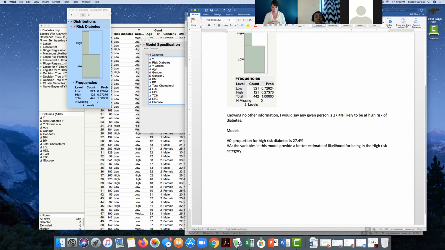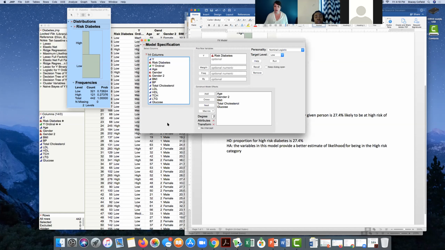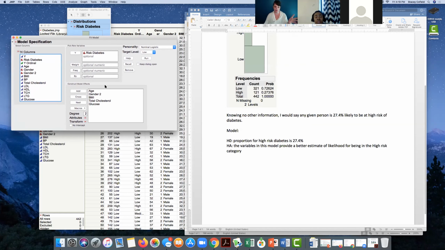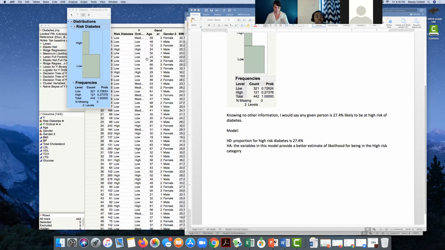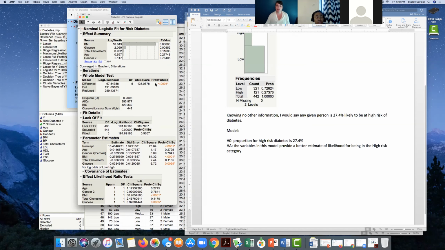Yes, that cleared it up a bit for me. We're going model, no model, right? This is where we are. I know 27.4% of people in my sample for this population are at high risk for developing diabetes. My question is, if I know things like their age, gender, BMI, total cholesterol, and glucose, does that get me a better estimate of their likelihood of being in the high risk category? So that's all the model does. And so I press run and I get my logistic output.